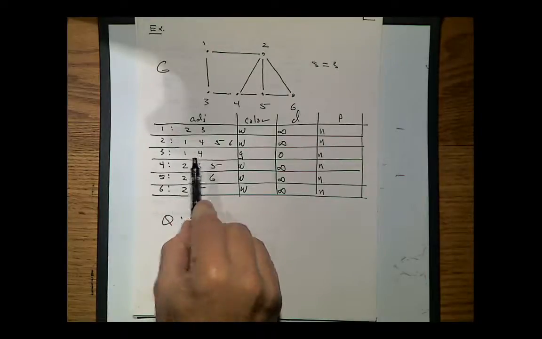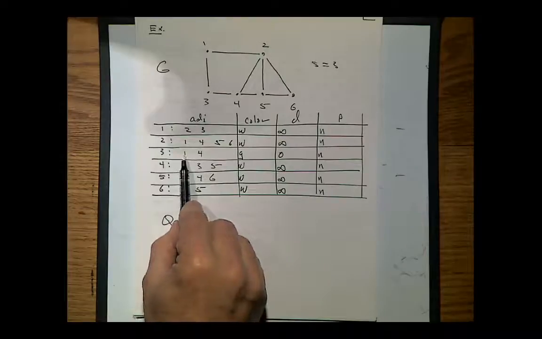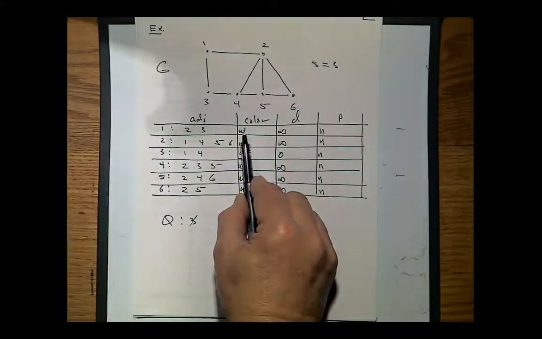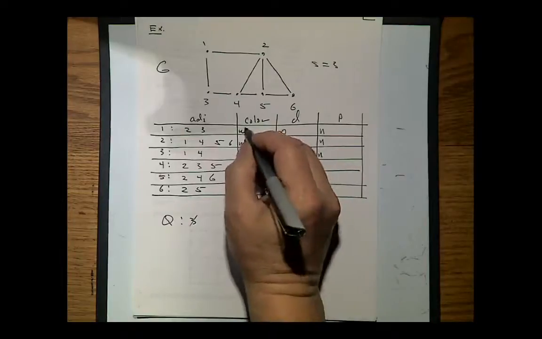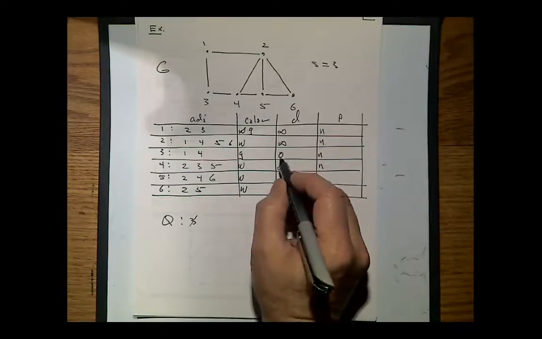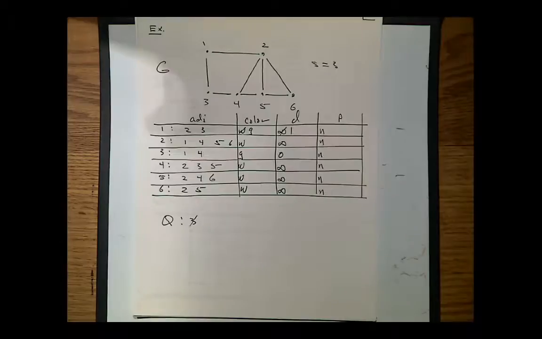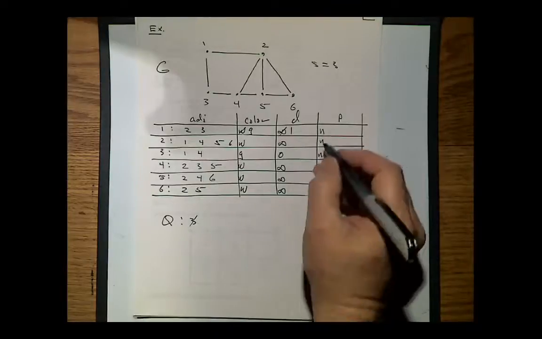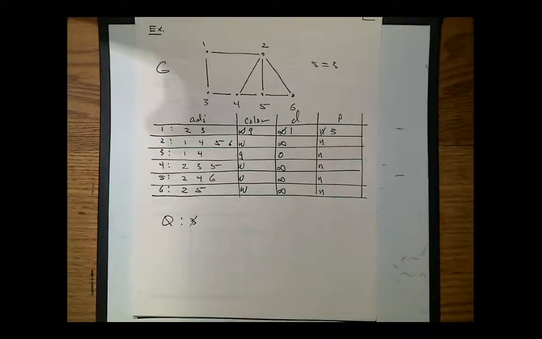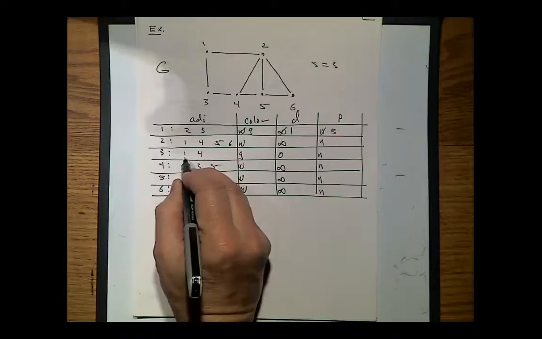Okay. So first I look at 1. Has 1 been discovered? No, it's not, because it's white. So this conditional is true, so I color 1 gray. I set its distance to be 1 more than where I discovered it from, so I add 1 to this 0. And I set its parent to be where I discovered it from. That's x. That's 3 in this case. X is 3, you recall. And then I enqueue 1. So now the Q is not empty anymore. All right, next iteration of this for loop, that takes care of this guy.